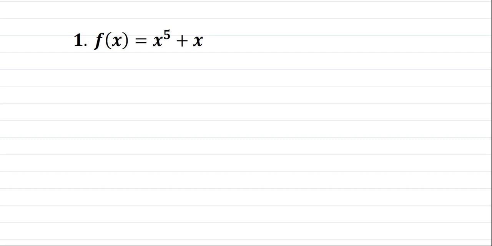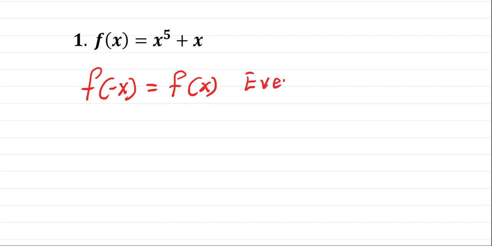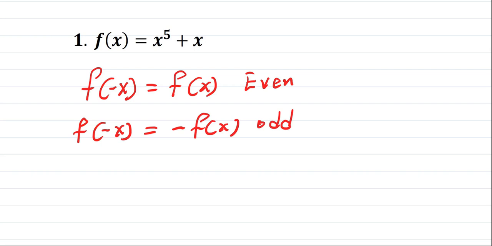For a function to be an even function, f of negative x will be equal to f of x. So this is an even function if f of negative x is equal to f of x. But if f of negative x is equal to negative f of x, then it's an odd function. So let's apply the rule to this question 1.